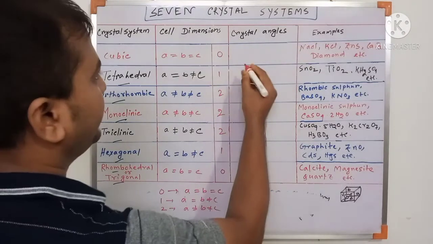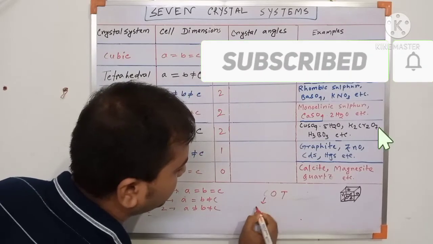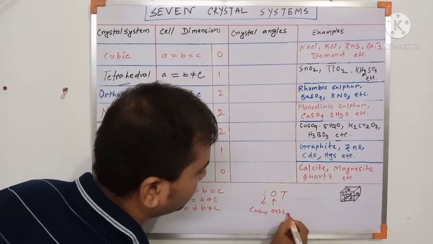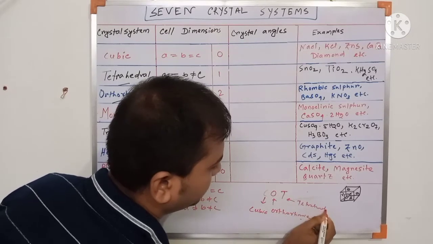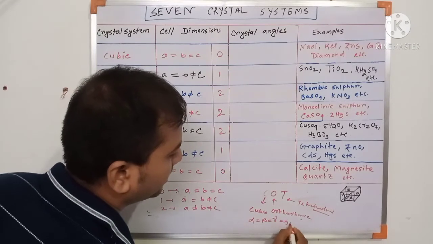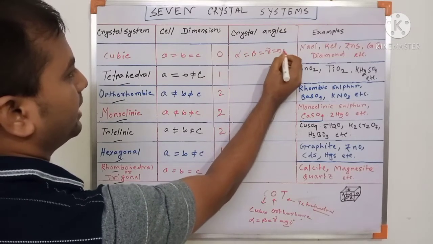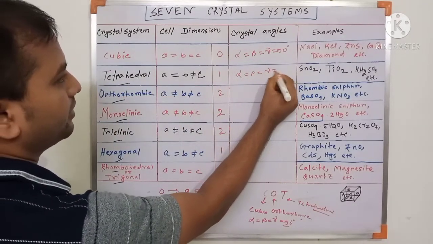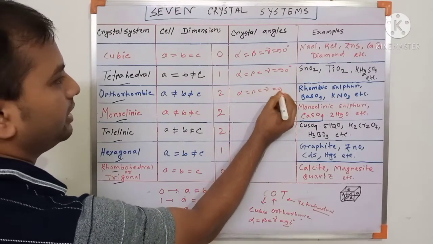And for the angles, remember the trick is the code: C represents cubic system, O is orthorhombic system, and T for tetragonal system. These all have angle alpha equal beta equal gamma equal to 90 degree. So alpha equal beta equal gamma equal 90 degree for tetragonal, and for orthorhombic also alpha equal beta equal gamma equal to 90 degree.